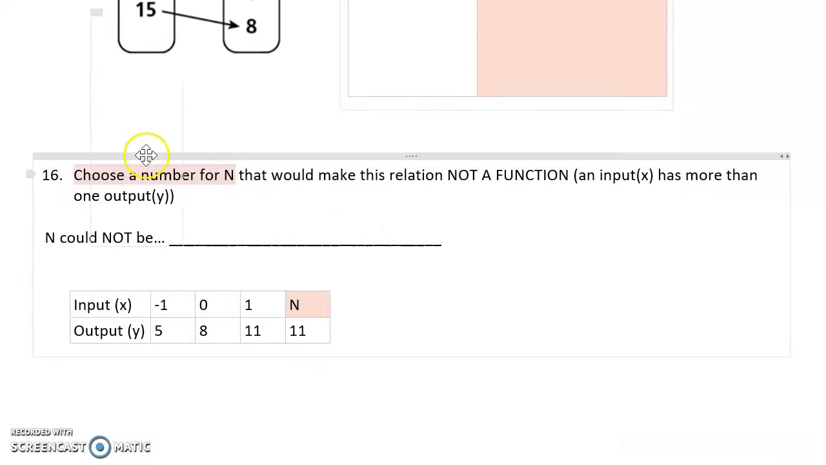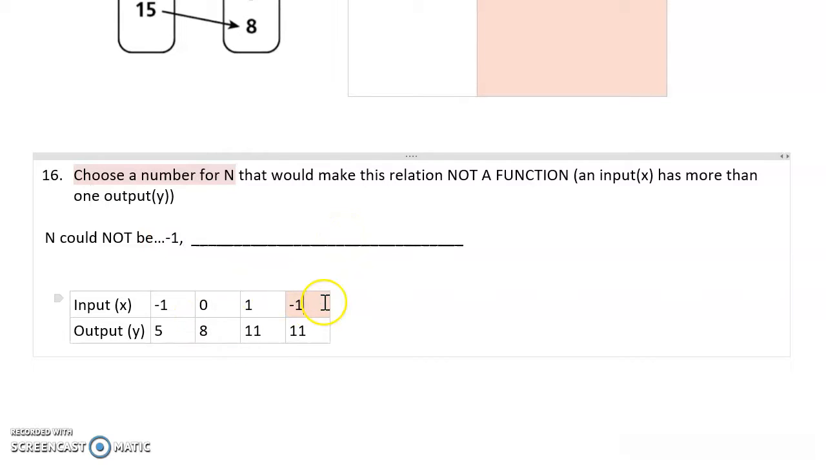Okay, and then lastly, choose a number n that would make this relation not a function. So here we have inputs, here we have outputs. I want to know what number would make this not a function. So remember, not a function would be when you have an input that gives you 2 different things. So -1 right now is giving me a 5. So if I put -1 here, now my -1 is giving me 5 and 11. So that would make this not a function.